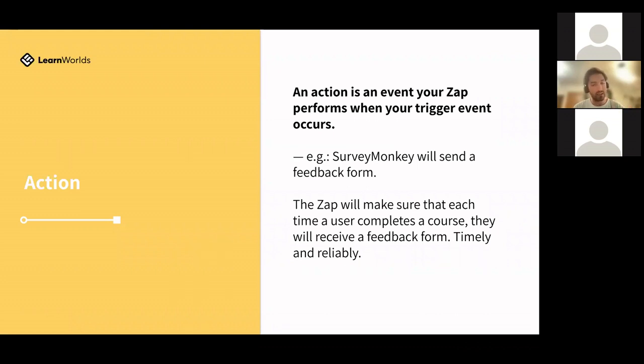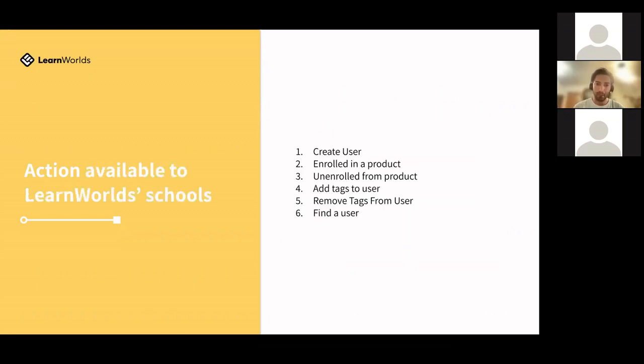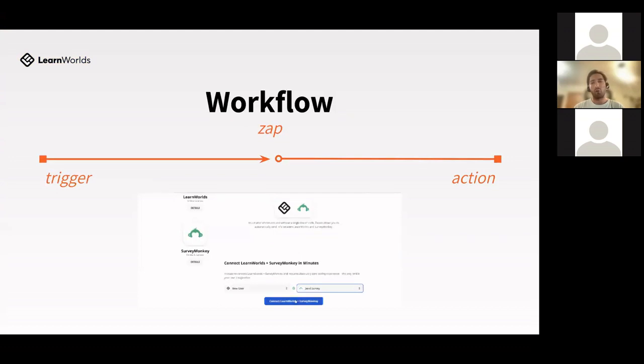Don't forget, we will see that in action in a while. The trigger and the action both can be LearnWorlds. That's very important. The action is available, of course, to create a user, to enroll a user in the product, unenroll, add tags, remove tag from a user, and define the user, which is very important, a little bit more technical. So here, for the third time, my favorite workflow. You see with this small GIF, a little bit in action, how to create a Zap.